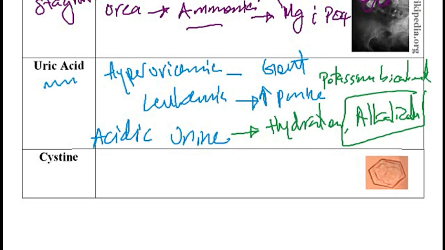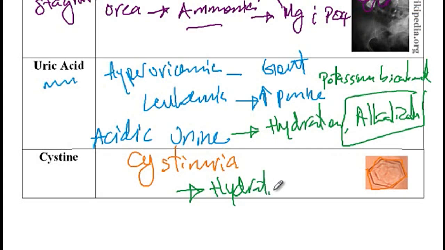And then the final form of renal stones are cystine stones, which are caused by cystinuria, and the crystals have a hexagon-shaped structure. And for treatment of these patients, you have to again provide hydration and alkalization of the urine.